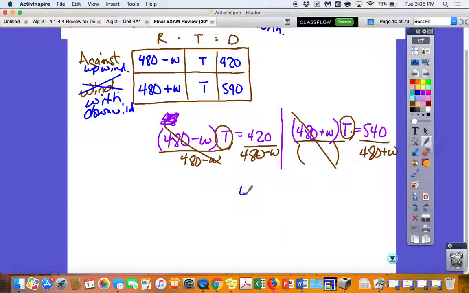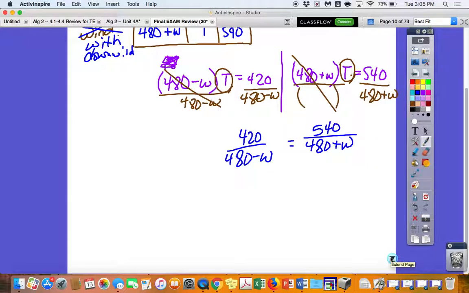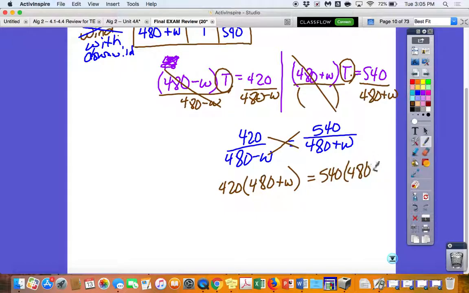So I need to take my first little ratio. I've got him, and I'm going to set him equal to 540 over 480 plus w. Now, however you choose to work this in your head, it's a proportion. You can either cross multiply or you can go through and multiply through by common denominators. Whichever one floats your boat. You just got to get out of these fractions. So I'm thinking cross multiplying is going to be easier. So 420 times the one in the bottom over there. And then 540 times the one in the bottom on the left.